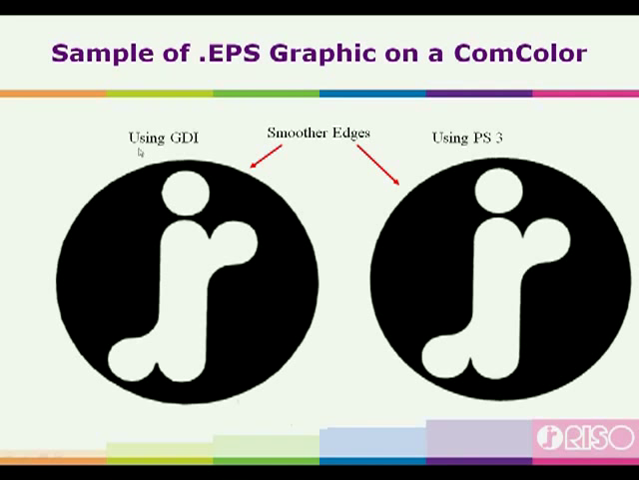With the ComColor series, as I mentioned, you have the embedded GDI, and then you have the option to add the Postscript RIP. Both of them work in conjunction with each other, and all information is passed through the embedded GDI and then to the IS900C. And this is just an example of a .eps file.